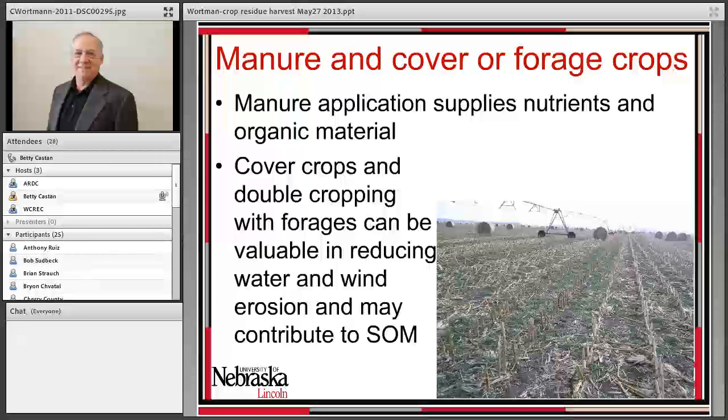Manure application, and with feedlots, of course, manure does get applied. It supplies nutrients. It removes some of those nutrients, but we also know it's very good at improving the water-stable aggregates and improving resistance to erosion. Cover crops and double cropping with forage crops can be valuable in reducing wind and water erosion and may contribute to soil organic matter.